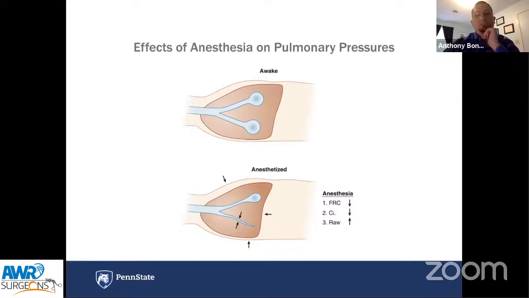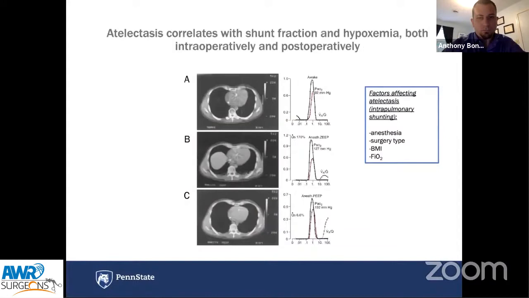Together with the loss of FRC, there is a decrease in airway compliance and an increase in airway resistance, especially of the lower airways. So much so that atelectasis develops and can affect up to 20% of the lung volume with induction of anesthesia alone, even prior to beginning the surgery. And this series of CAT scans illustrates that and shows that atelectasis correlates with shunt fraction and hypoxemia.